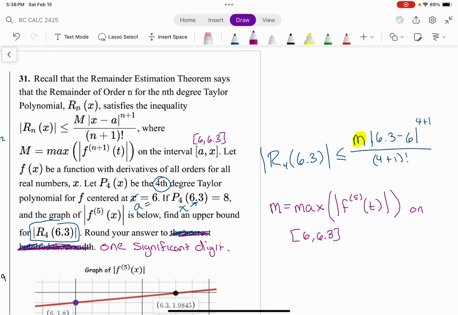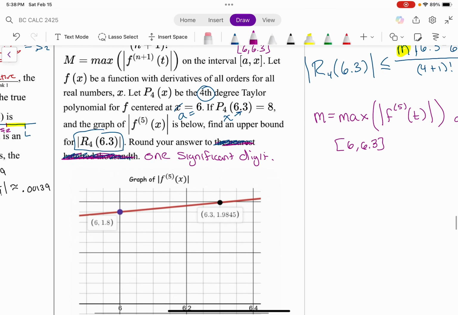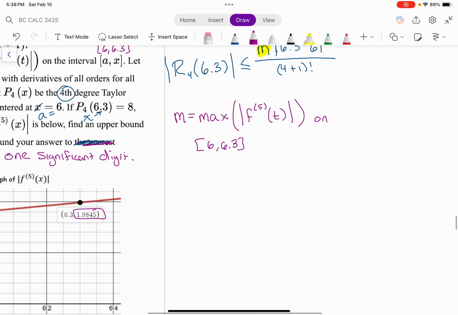So how are we going to find that? Well, what do you know? There's a little graph down here that has the graph from 6 to 6.3, and we can tell that the maximum, since it's increasing on the entire interval, is that. Okay, so that equals 1.9845.